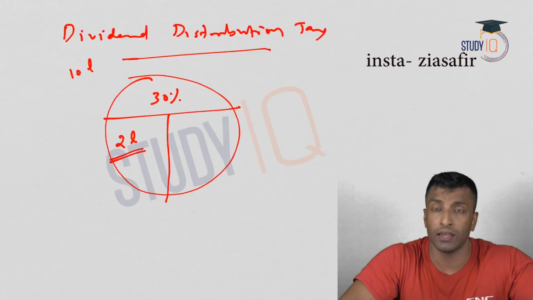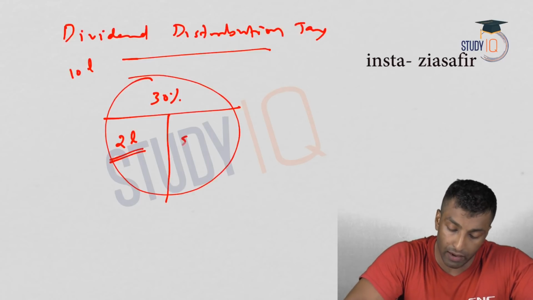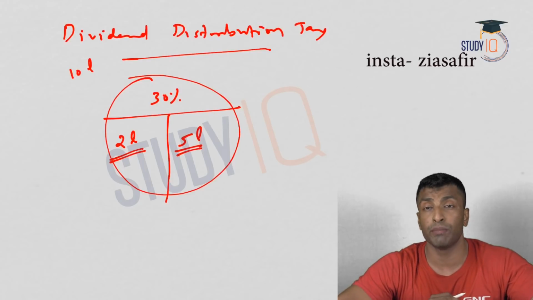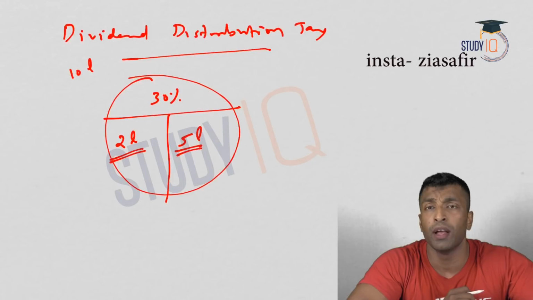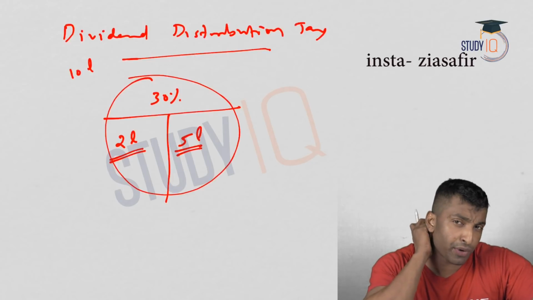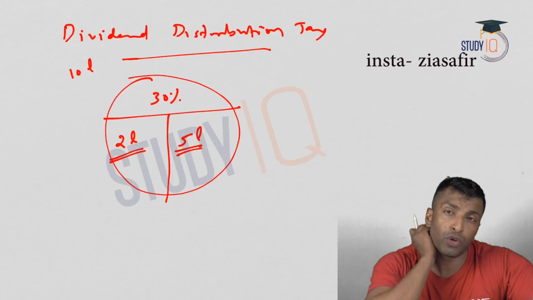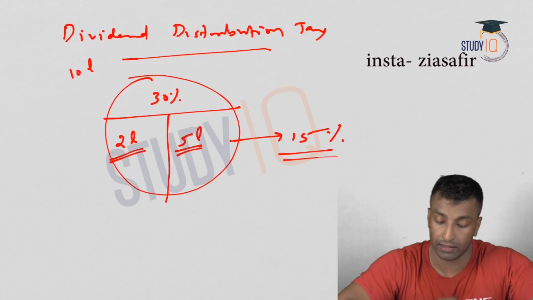Okay, so that will be reinvested. So this 2 lakh is going to be the undistributed profit, and this 5 lakh is what you are going to distribute as dividends to the shareholders. So this 5 lakhs you are going to take out and distribute to the shareholders. But when you are distributing this dividend, you will be taxed at 15%. So that is what dividend distribution tax is.